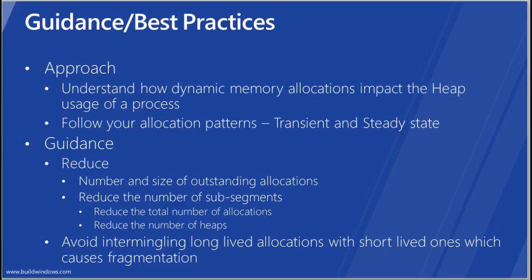The way to reduce the number of subsegments that get allocated is to reduce the total number of allocations that are made within the process, or potentially by reducing the number of heaps that you create. Again, it's very important to avoid intermingling long-lived allocations with short-lived ones, because that can lead to fragmentation and keeping alive a large number of subsegments that are only partially used.